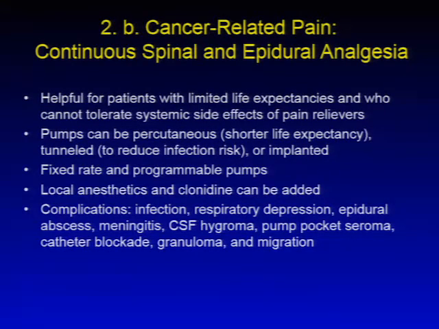What we want to focus on next is the way cancer pain can be treated via spinal and epidural analgesia. This is often helpful for patients with limited life expectancies who cannot tolerate the systemic side effects of pain relievers. Different ways to infuse these medicines may be percutaneous for people who have a shorter life expectancy, tunneled to reduce infection risk, or implanted. There are implantable intrathecal pumps that can have fixed and programmable pump rates. Additives such as local anesthetics and clonidine can be used. Complications of these types of placements may include infection, respiratory depression, epidural abscess, meningitis, seromas, granulomas, and catheter migration.